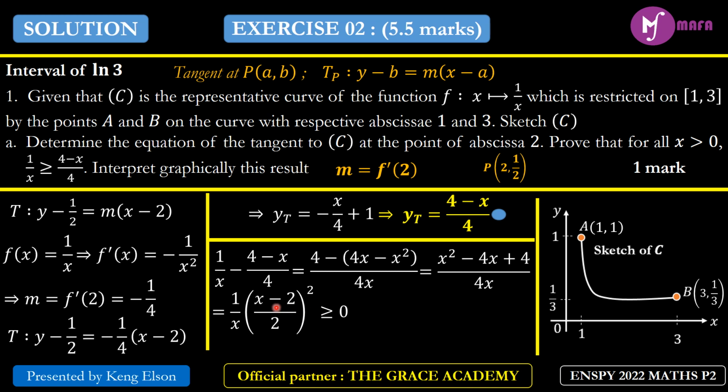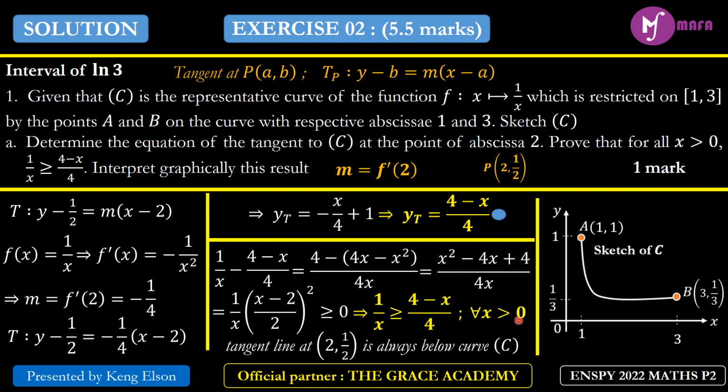But then it can be 0 provided x minus 2 is 0, meaning if x is equal to 2, then it can be 0. And clearly x can be 2 because it's the x coordinate of our abscissa. So it means that ((x minus 2) over 2) all squared is greater or equal to 0. You're multiplying something which is greater or equal to 0 with something which is strictly greater than 0. You're going to get something which is greater or equal to 0. So from here we can already draw the conclusion that 1 over x minus (4 minus x) over 4 is greater or equal to 0. So 1 over x is greater or equal to (4 minus x) over 4 for all x greater than 0.